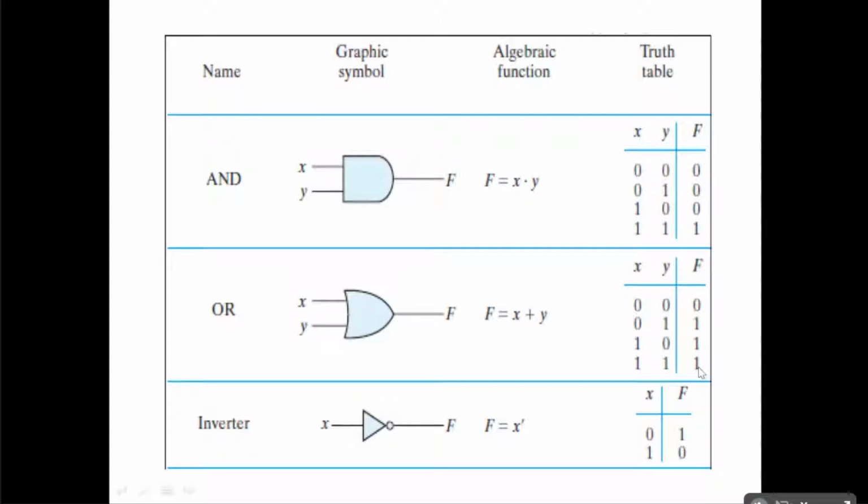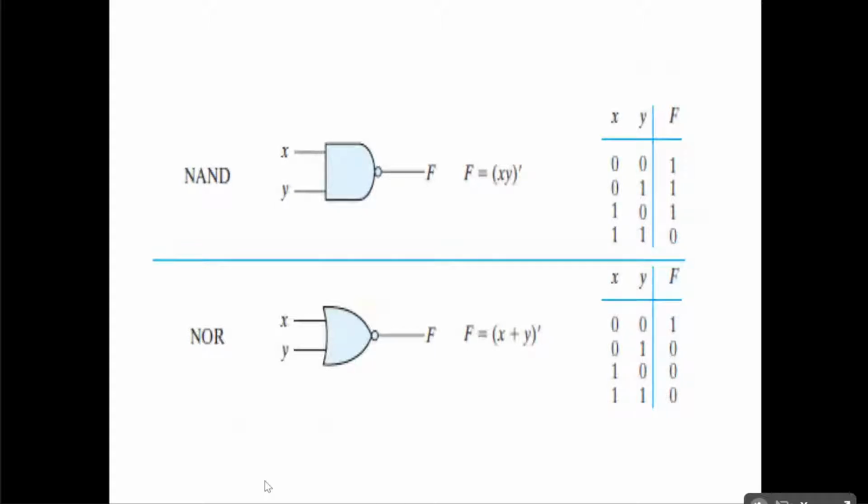Next one is inverter, otherwise it is called a NOT gate. If you give input as 1, it produces 0 as output, and vice versa. So this is NOT gate. These 2 gates are called universal gates. Why is it called universal gate? We can implement any circuit, any design with only NAND gate or NOR gate. So it is called universal gates.